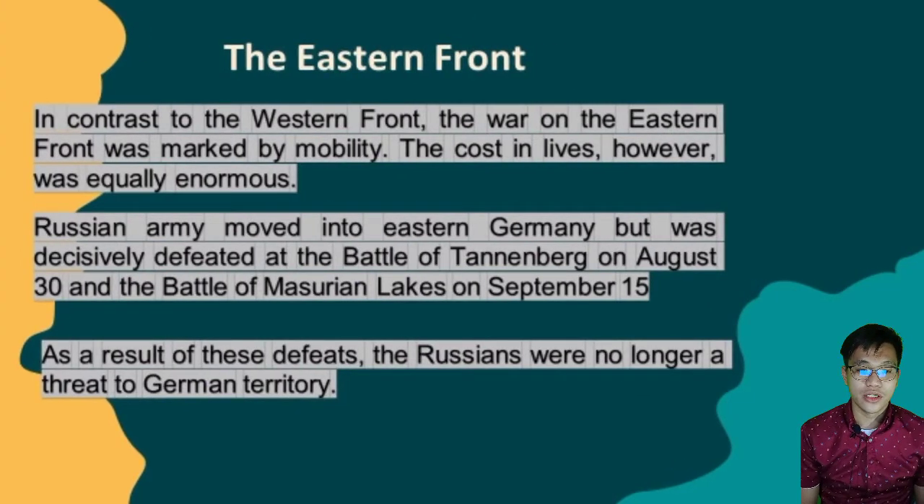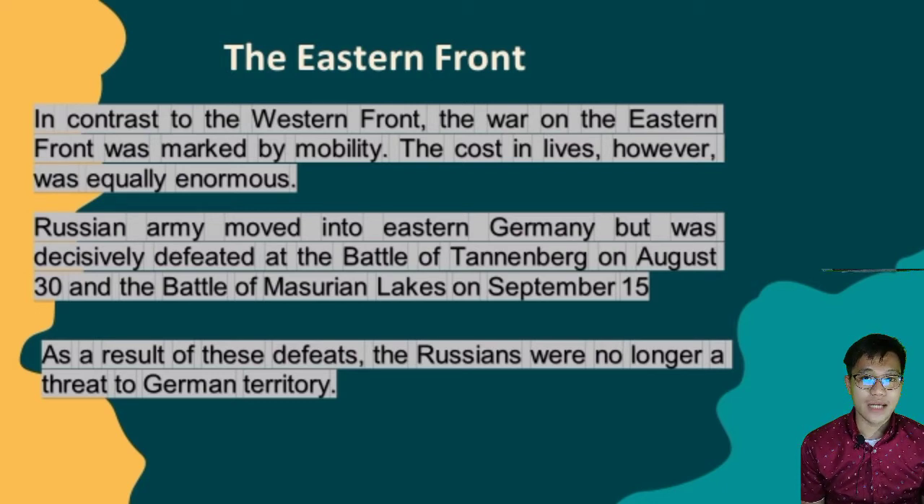The Eastern Front. In contrast to the Western Front, the war on the Eastern Front was marked by mobility. The cost in lives, however, was equally enormous. At the beginning of the war, the Russian army moved into eastern Germany but was decisively defeated at the Battle of Tannenberg on August 30 and the Battle of the Masurian Lakes on September 15. As a result of these defeats, the Russians were no longer a threat to German territory.